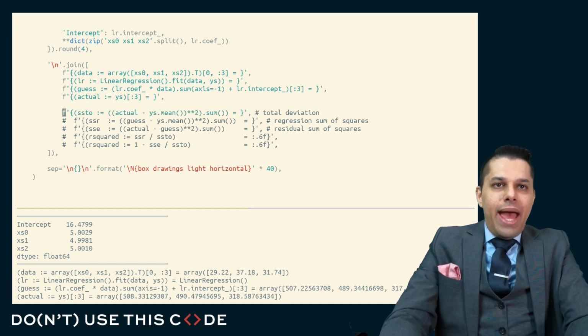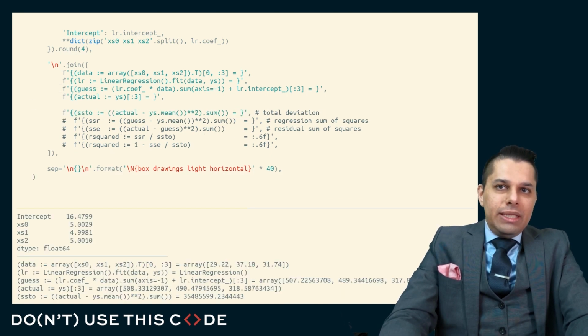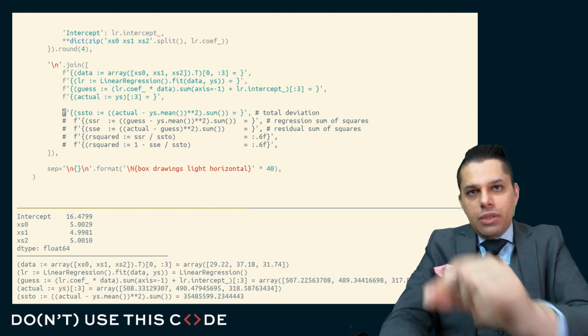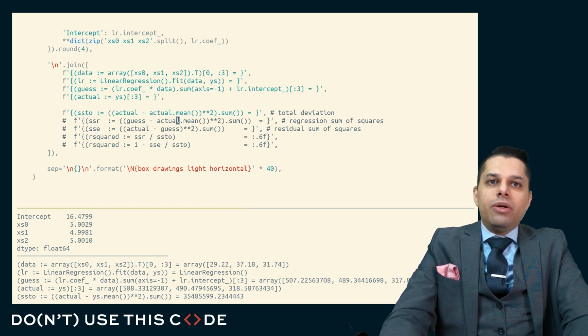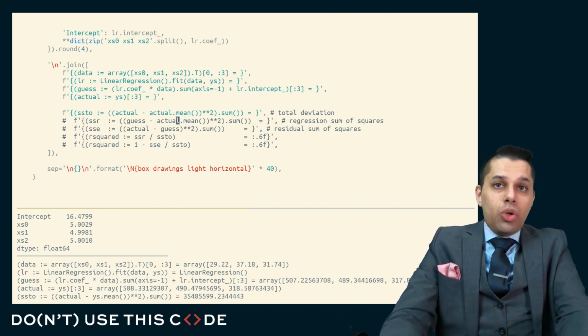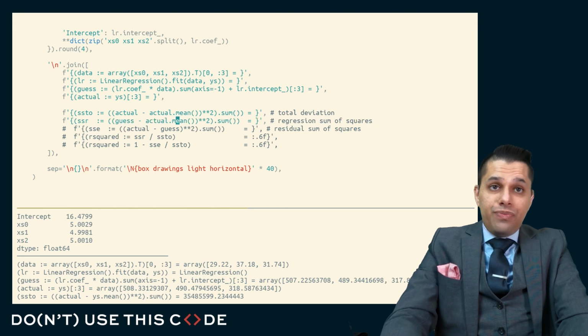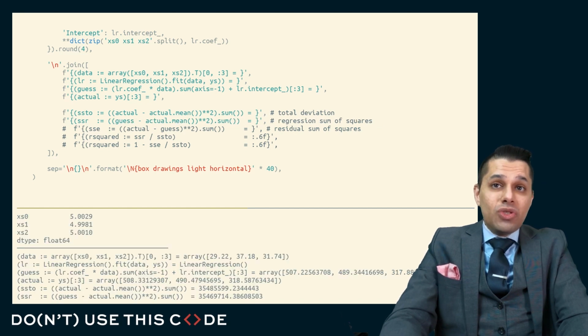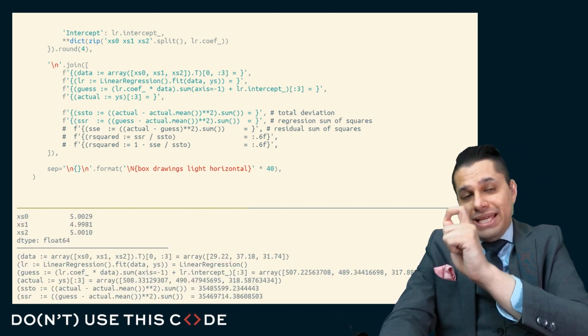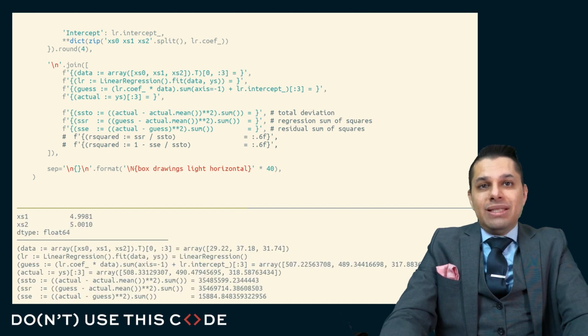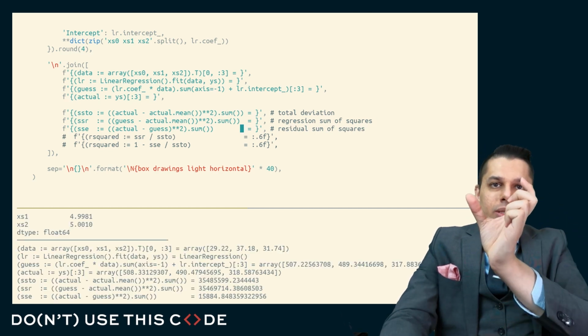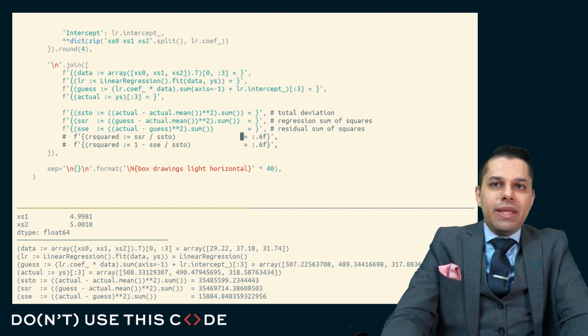With my guesses and my actual values, I can compute what the difference is from my actual values, and I should actually make these a little bit more consistent, like that and that, much better. I can compute what the total deviation is for my actual values. I can compute the sum of squares of the deviation between my guesses and my actual values. I can compute what I might call the residual sum of squares, that is the squared sum difference between the actual values and the guess values.